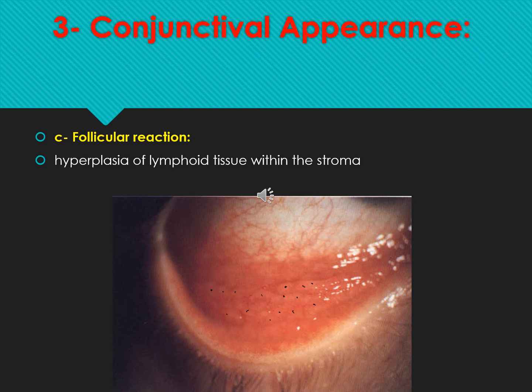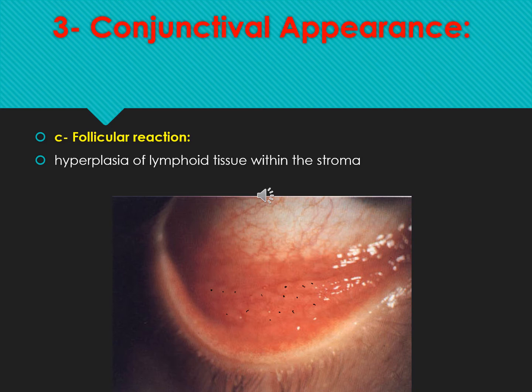Histologically, these follicles are hyperplasia of lymphoid tissue within the stroma, in the superficial adenoid layer of the stroma, which we said is not well formed before 3 months after birth, and we said the neonate can't form a follicle in response to conjunctival inflammation that causes a follicular reaction.